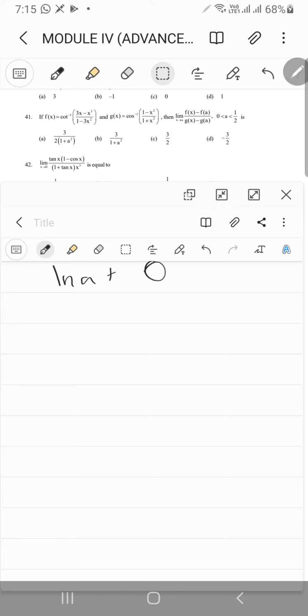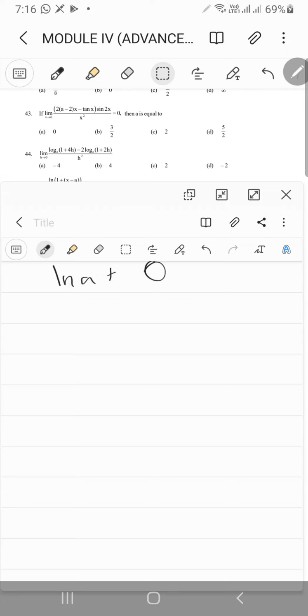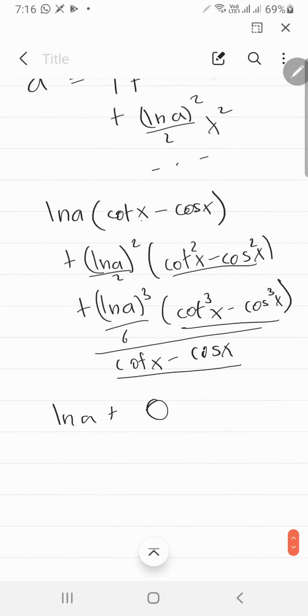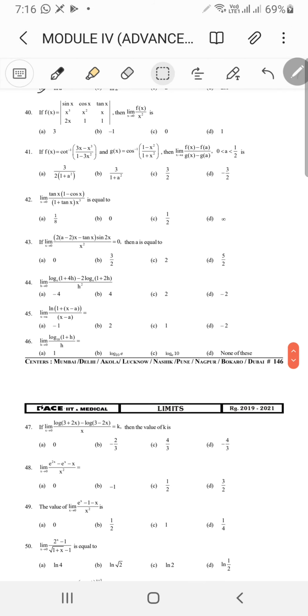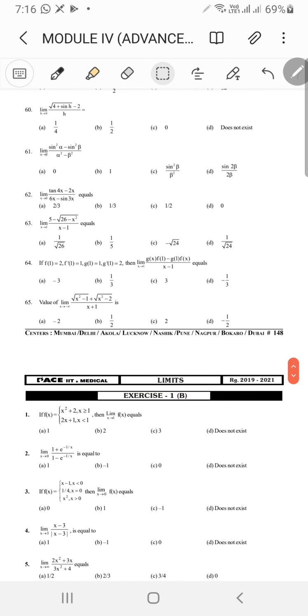Next question is f of x equal to cotangent inverse of 3x minus x cubed upon 1 minus 3x squared. Wow, this does not look nice. How many questions are left, by the way? A lot, actually. They have to go till 65.